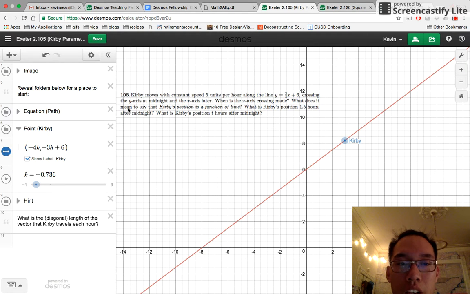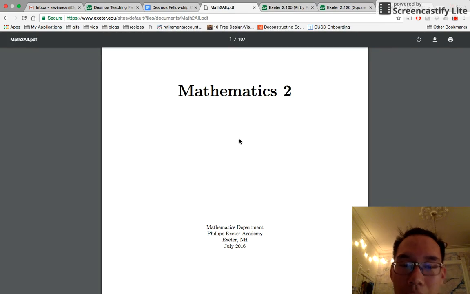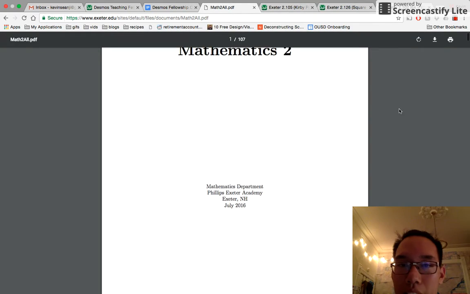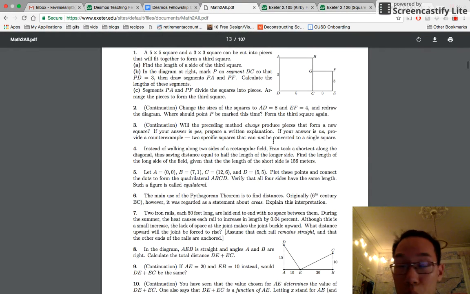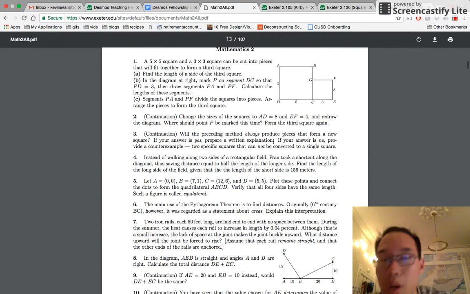Quick context, you probably started reading through this question. It is basically pulled from the Exeter math set, which I'll show you guys. It's a set of problems that Exeter has released that are very problem-based. Rather, they're all problem-based. It's an entirely problem-based curriculum.